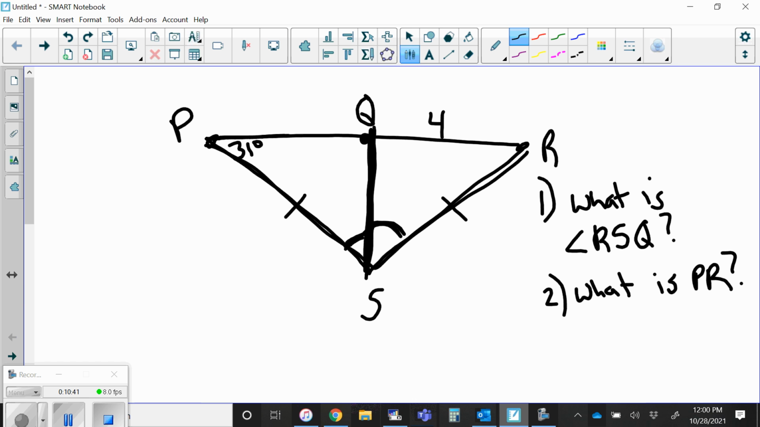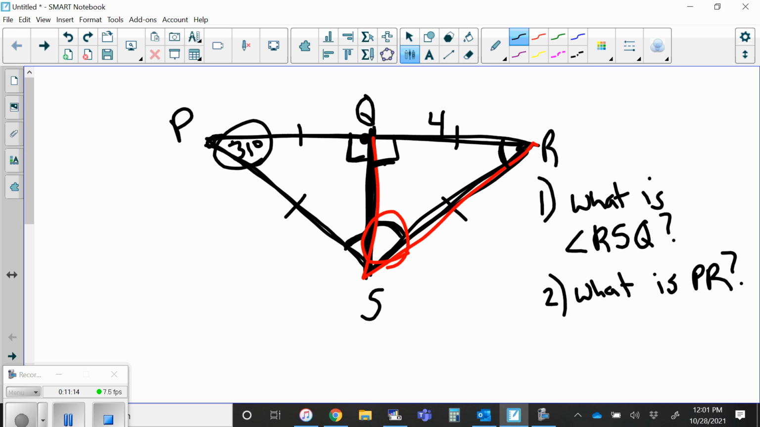Since this is an isosceles triangle and QS is an angle bisector, what else does it make QS when it compares to PR? Perpendicular bisector, which means it intersects at 90 degrees, and these two are the same. Well, how does that help me out? Well, they wanted me to find the measure of angle RSQ. Well, if this is 90, what does this side have to be? And if this is 31, what does this angle have to be?